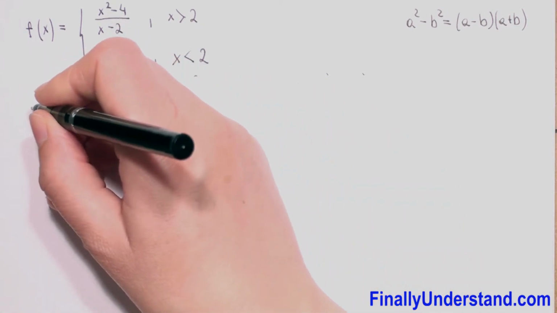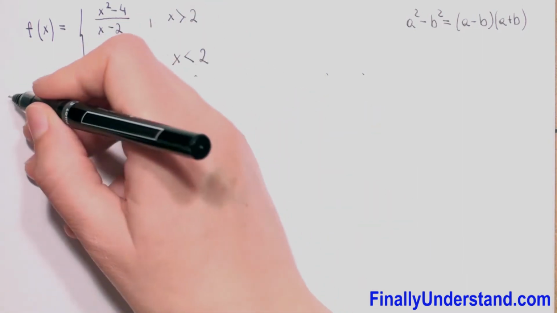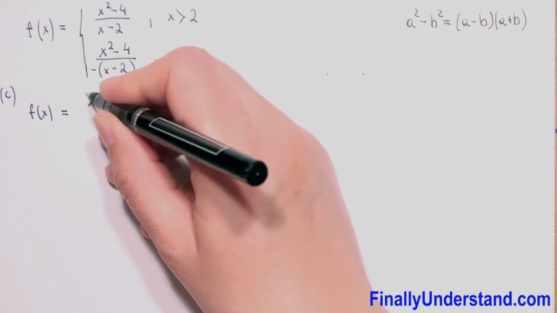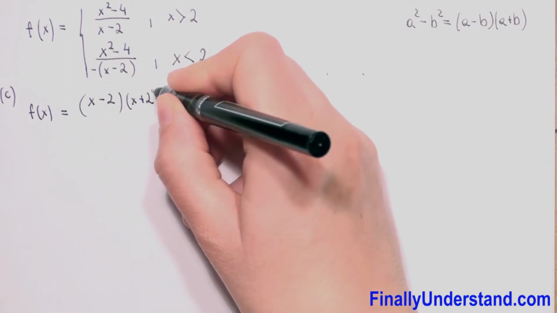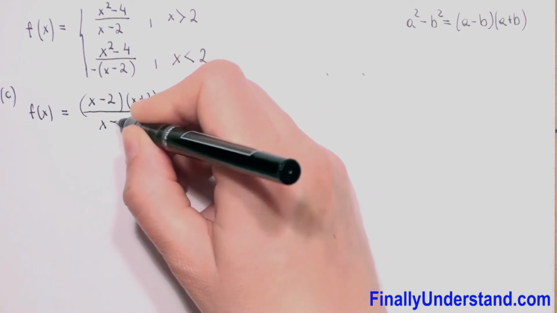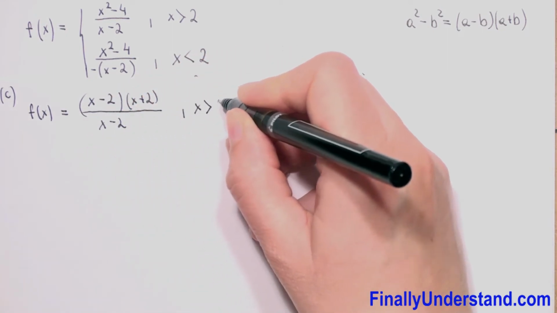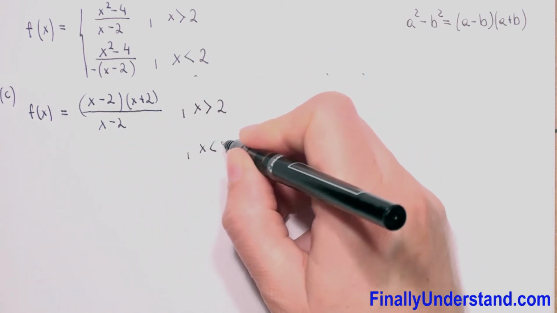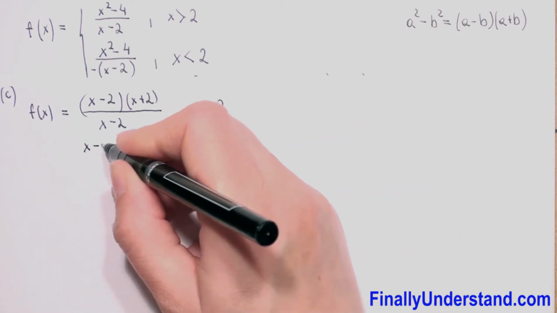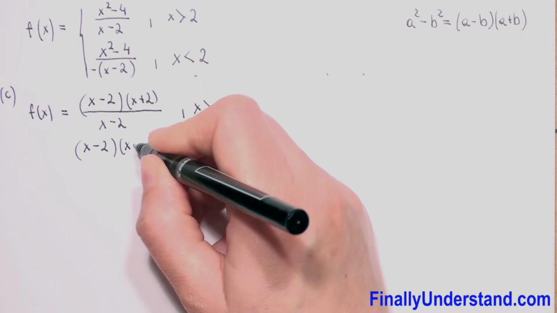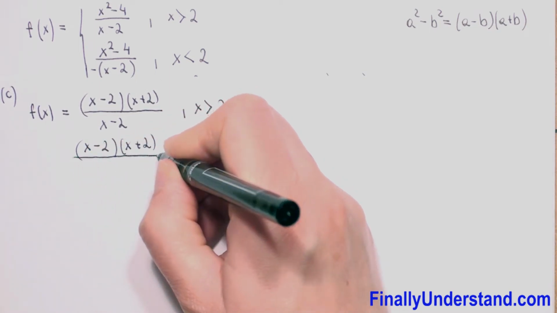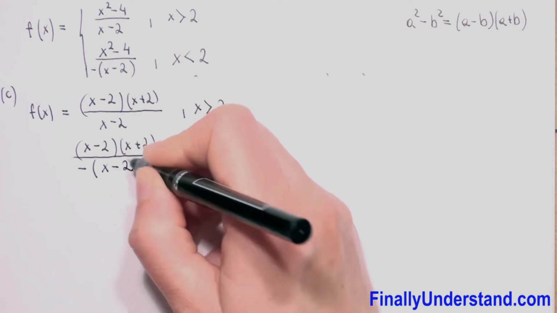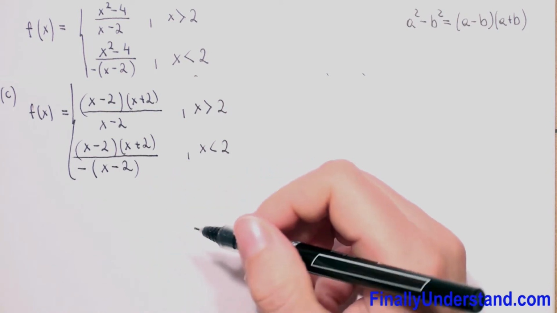So our function f of x, this is C question, will be equal to x minus 2 times x plus 2 over x minus 2. This is for x greater than 2. And when x is less than 2, we have x minus 2 times x plus 2 over a negative sign before parentheses, and in parentheses we have x minus 2. This is our f function.